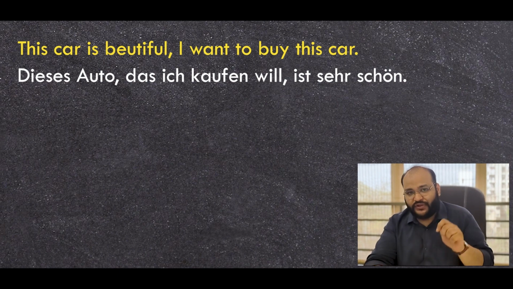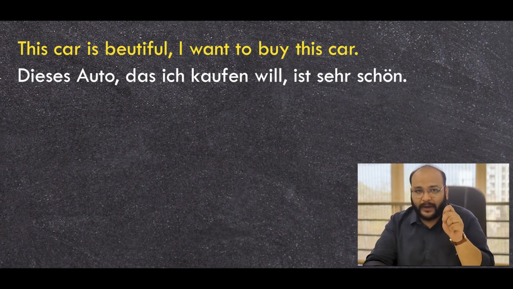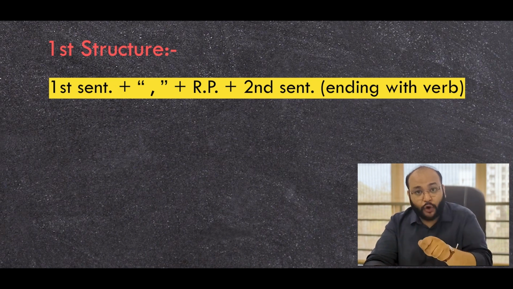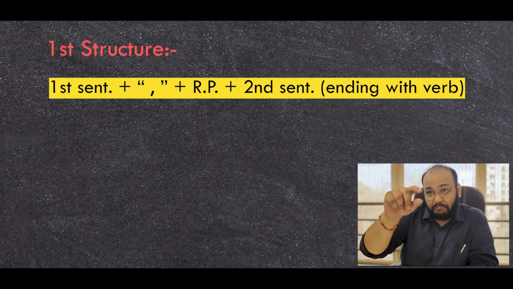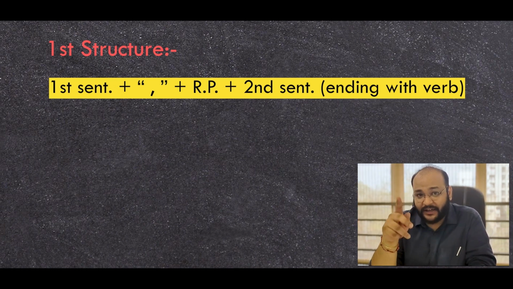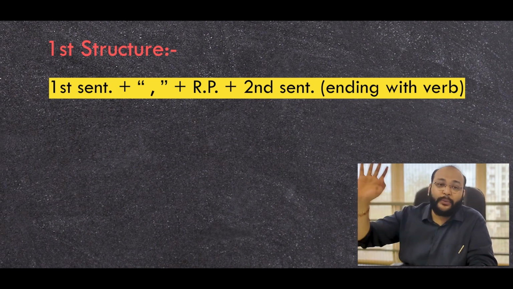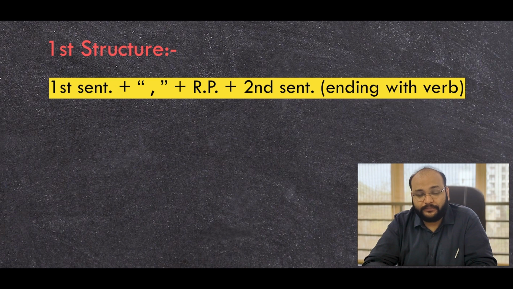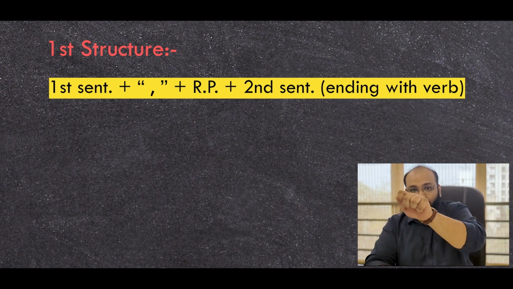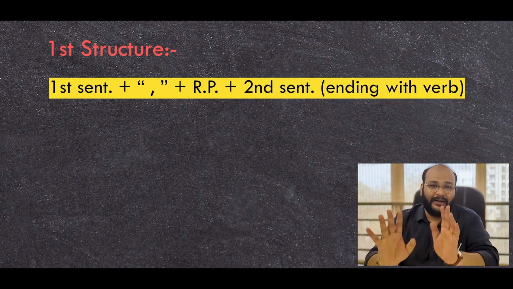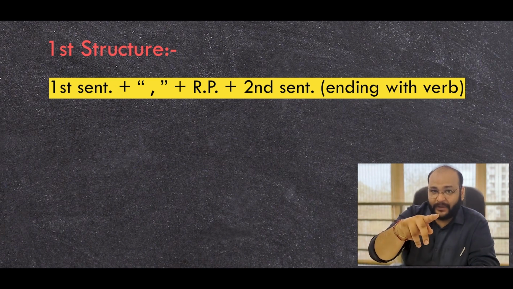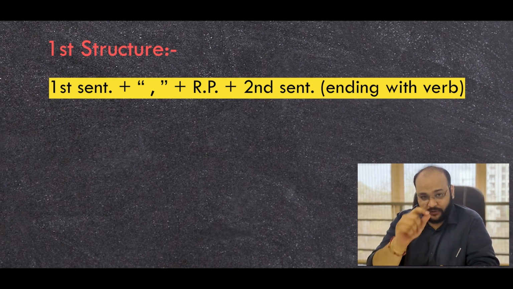So let's look at those structures once again in detail. With just one comma, the structure would be the first sentence with obviously the relative word at the end, comma. If there is a preposition, fine. Or otherwise, immediately the relative pronoun and the second sentence with verb at the end. So first sentence, comma, relative pronoun, second sentence with verb at the end. If there is a preposition, then obviously there will be a preposition immediately before the relative pronoun. So immediately after the comma.